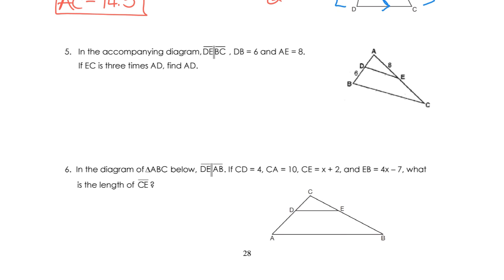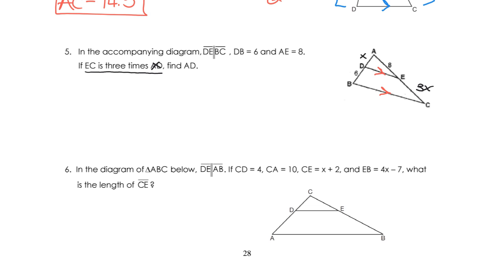In number 5, it says that in the accompanied diagram DE is parallel to BC, that DB is 6, AE is 8, and they make this one a little bit complicated where they say that EC is 3 times AD, so I'm going to go ahead and put an X on AD so that I can do 3 times X, which is 3X for EC.